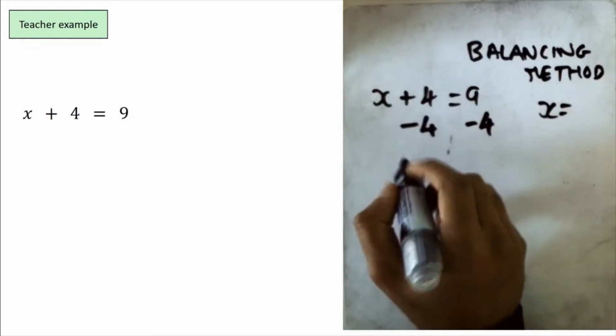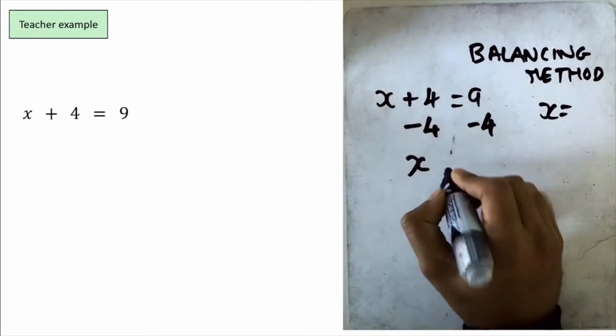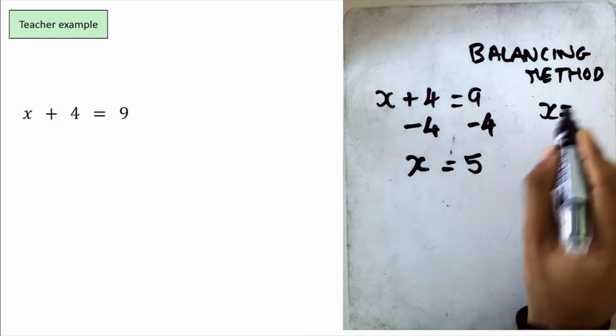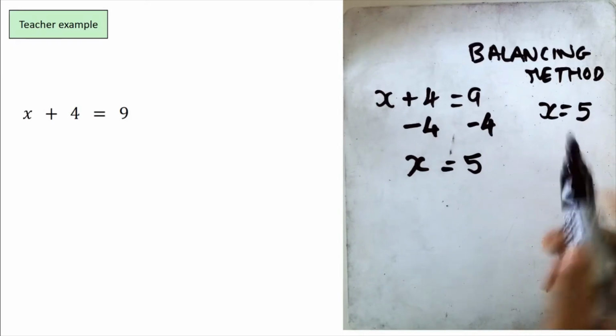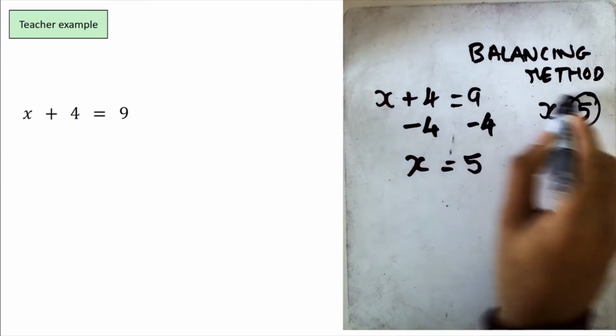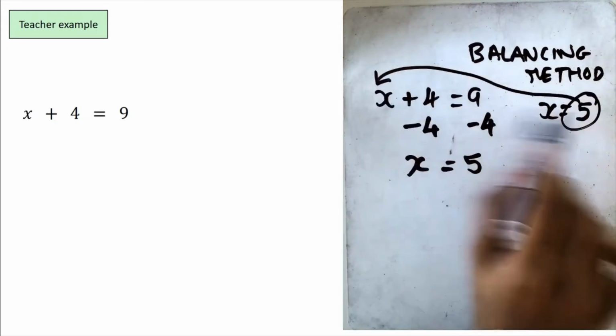So x plus 4 take away 4 would give us the x alone, which is what we want. 9 take away 4 is 5. So our x is equal to 5. And we can check if we're right by substituting this x in. Okay, so this x is equal to 5. Let's substitute it in over here.